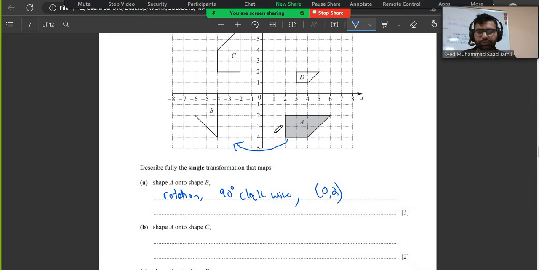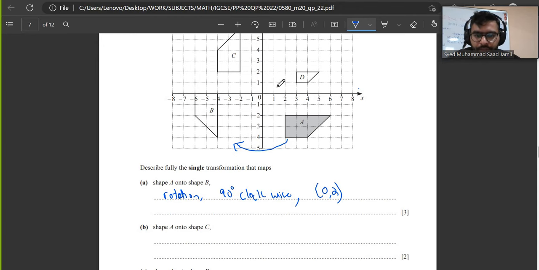Moving on to the next question, it says shape A onto shape C. So as you can see, shape A onto shape C. This is A and this is C.